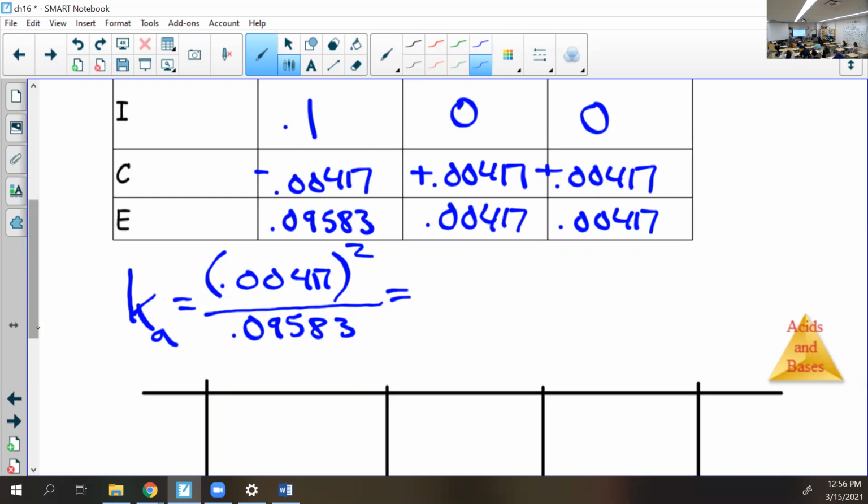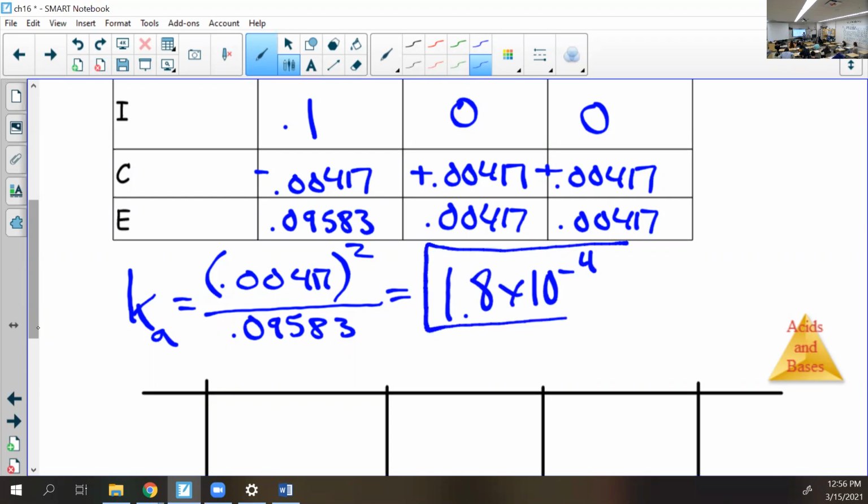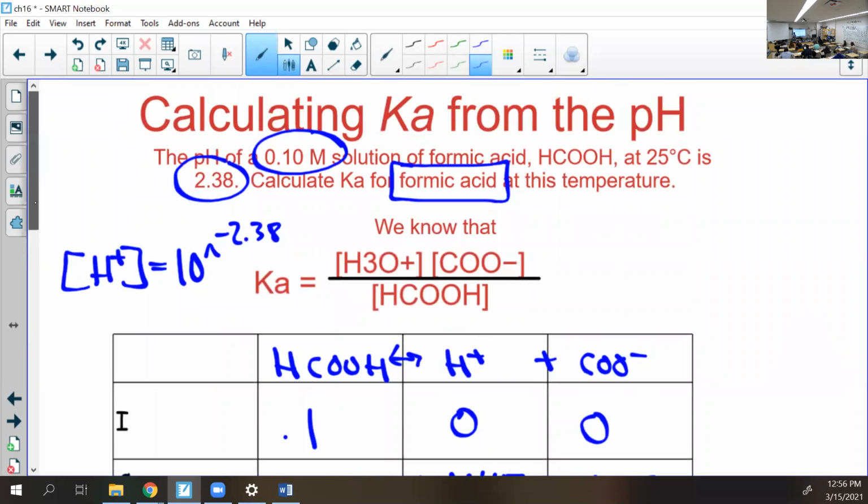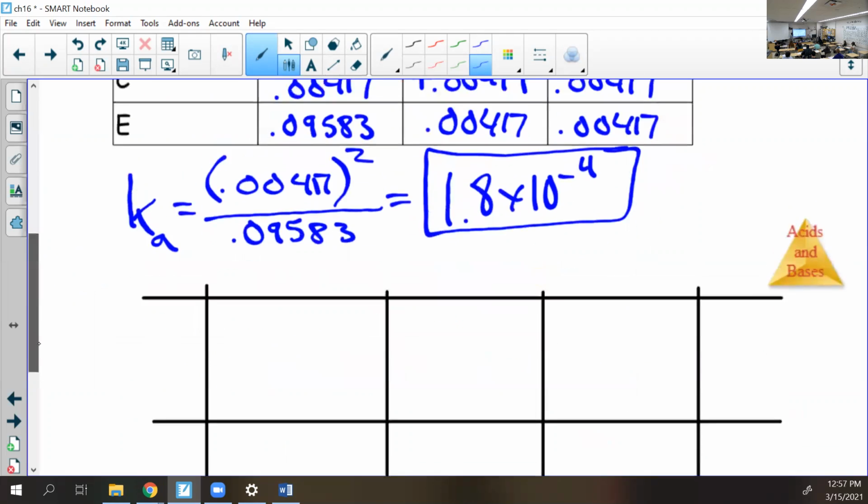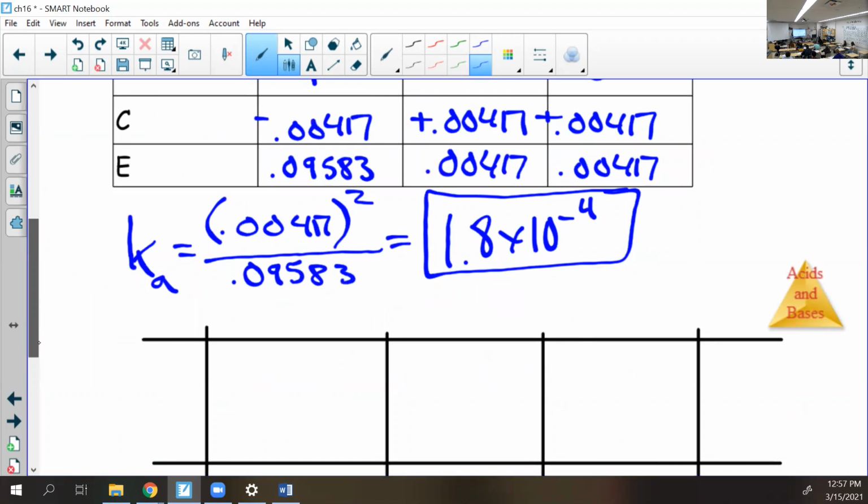Okay. What do we get here? Okay, hold on. Caitlin, speak. 1.8 times 10 to the... It's okay, we could look. Yeah, there's 2 sig figs right here. All right, 1.8 times 10 to the negative 4. That's the Ka. All right, so we can do it with an ice table.